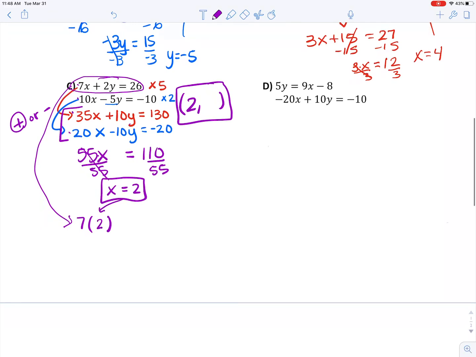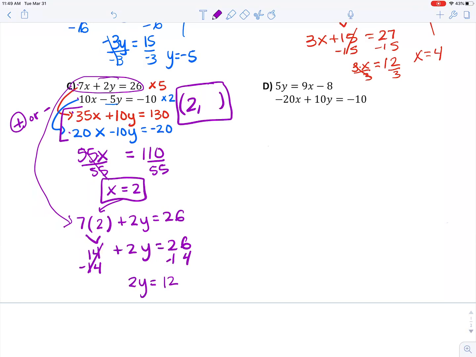So 7x, well, we said that x was 2. 7x plus 2y equals 26. 7 times 2 is 14. All right, how do you get rid of that 14? You minus it. We always want to undo the constant first, that plain number. All right, and then 2 times y, so how do you undo times? Divide. So y is equal to 6. So plug that 6 into our coordinate point, and we should get 2, 6.